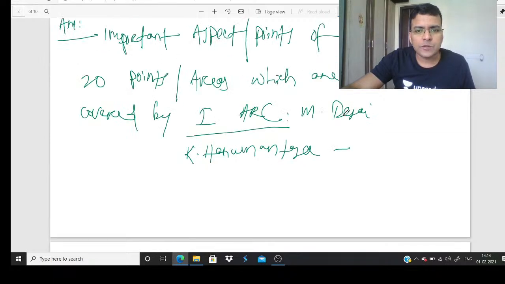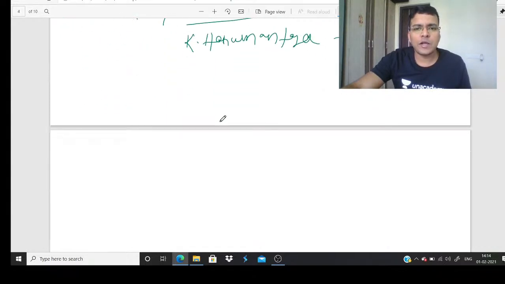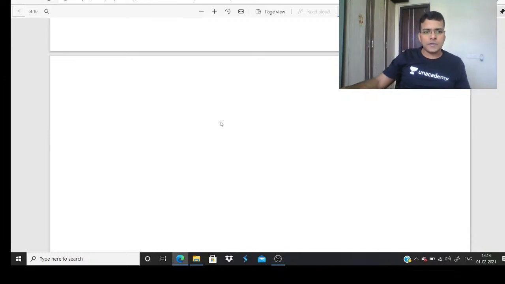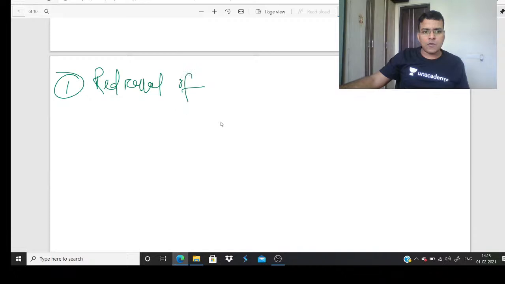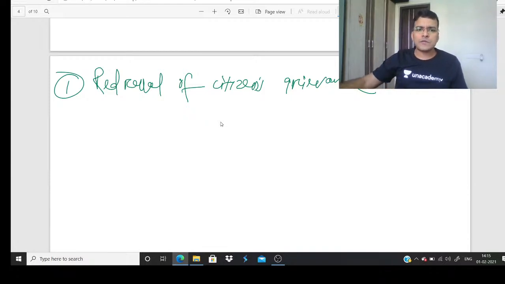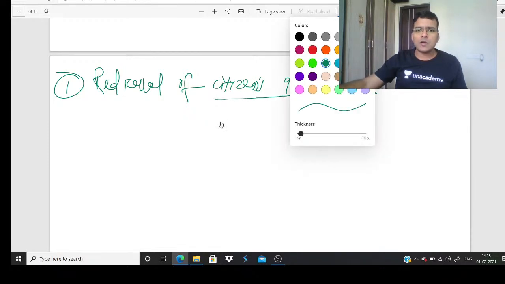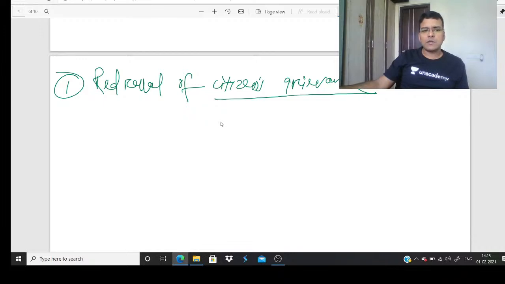Again, get back to our answer. The first ARC was headed by Morarji Desai. After him, K. Hanumanthiah headed it, and it deals with 20 areas of focus. The first is redressal of citizen grievances. This is one important area given focus by the first ARC. Citizen grievances were made a priority, and in order to solve them in a quick and effective manner, the first ARC gave many recommendations to the government.